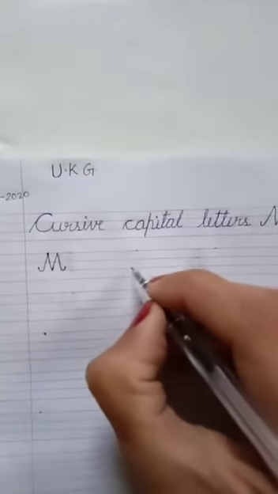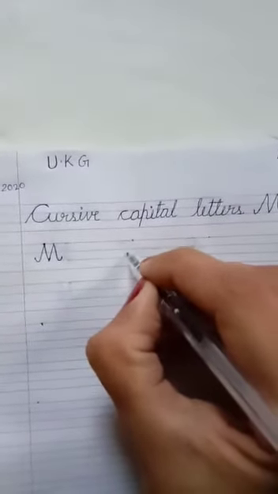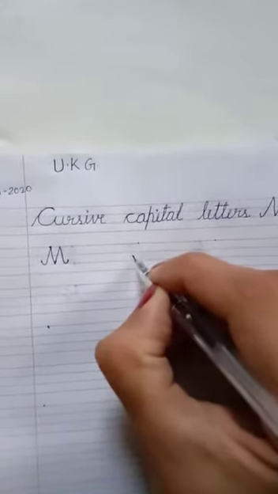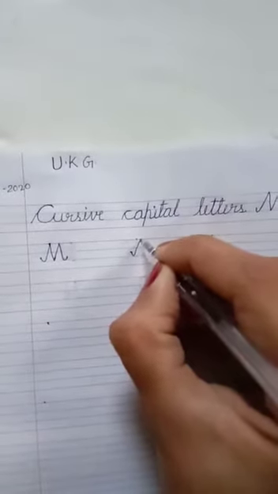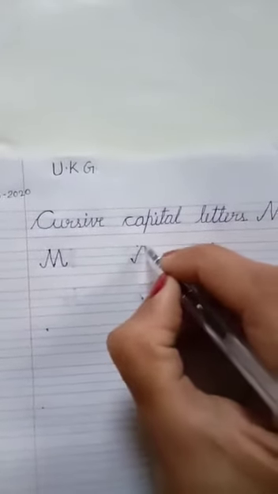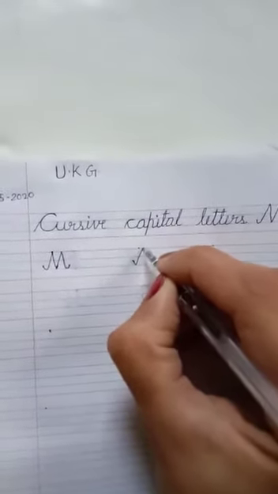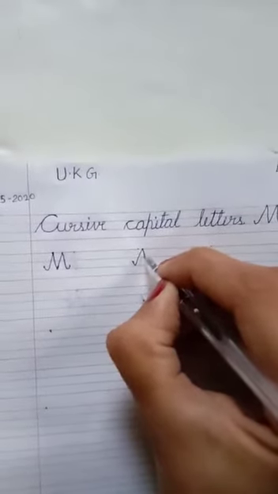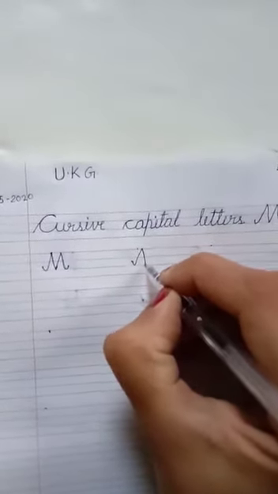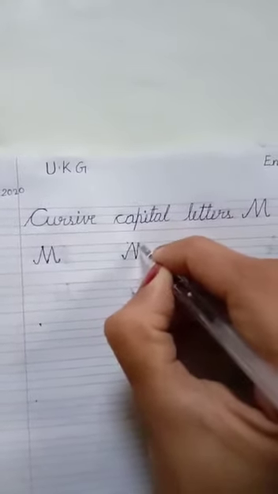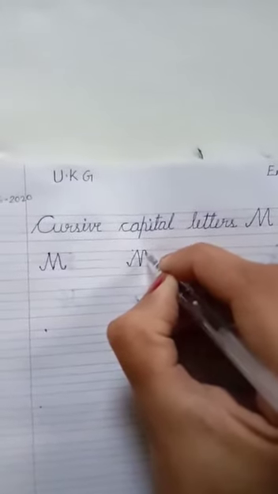Next is N. Again start on the third line with a little curve, go on the top line like this. Okay, again start on the top line and moving down on the third line. Okay, now you will go on the first line like this.